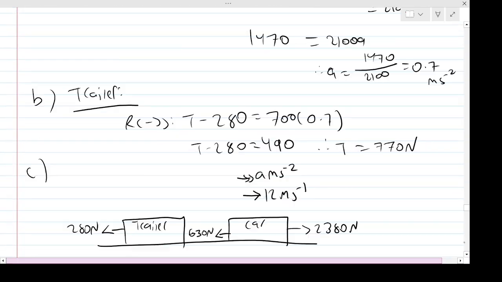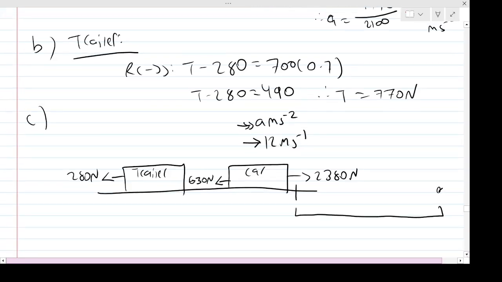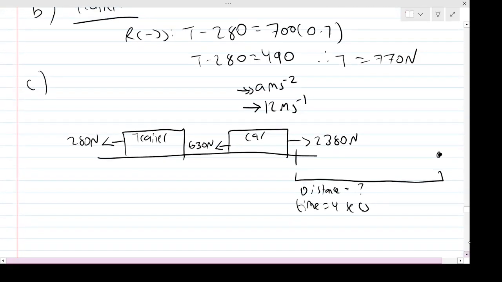So let's say again it starts with speed 12. Let's say the car again starts here. What about after 4 seconds? Let's say after 4 seconds it ends up here somewhere. If the time is 4 seconds, what's the distance going to be? That's going to involve SUVAT, right? So again, if I list my SUVAT, S, that's my distance, that's what I'm going to work out. U, the initial speed, is 12. V, I don't know anything about the final speed after 4 seconds. I don't really care about it.